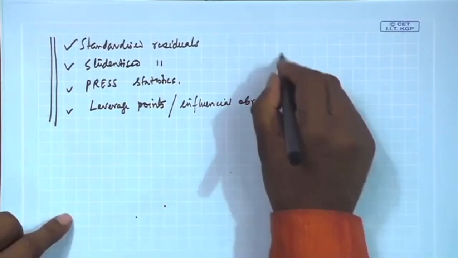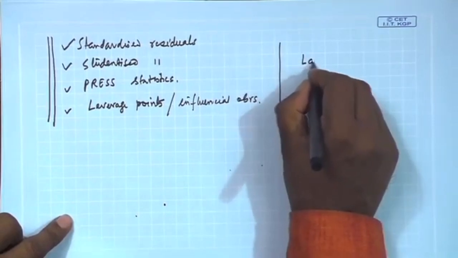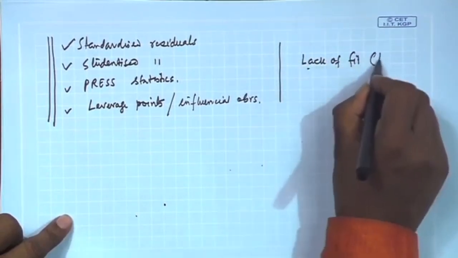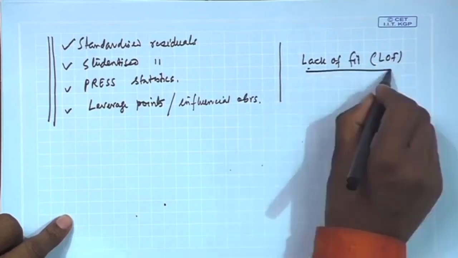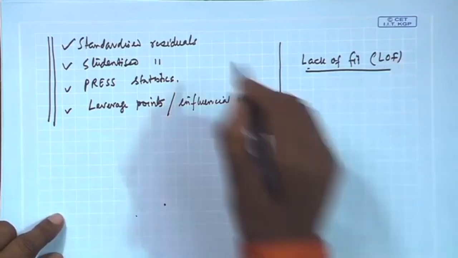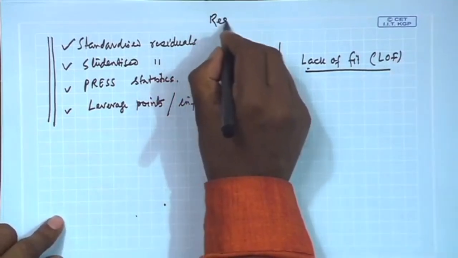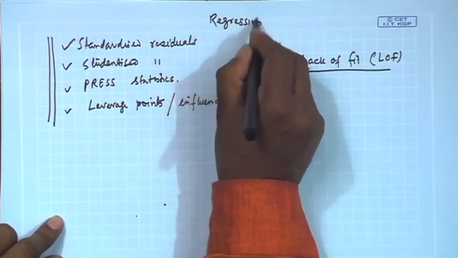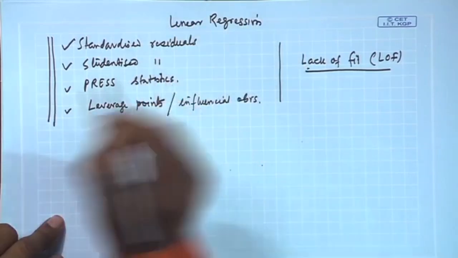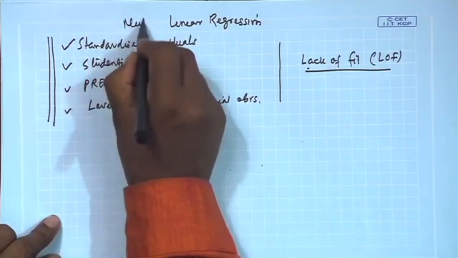And then, as I told you, we will go for lack of fit, LOF, related to regression, everything related to regression, linear regression, multiple linear regression.